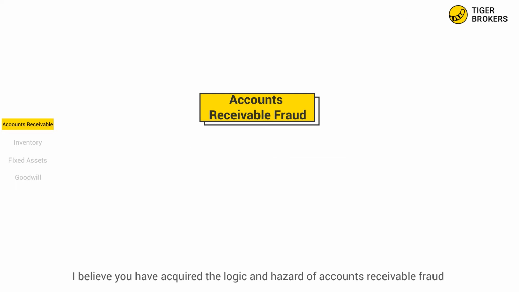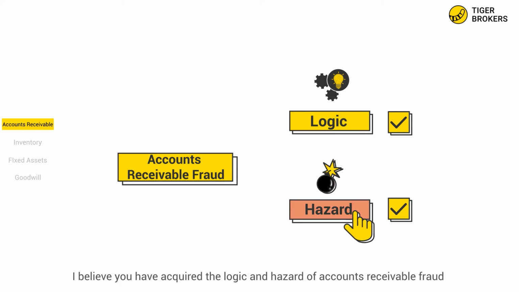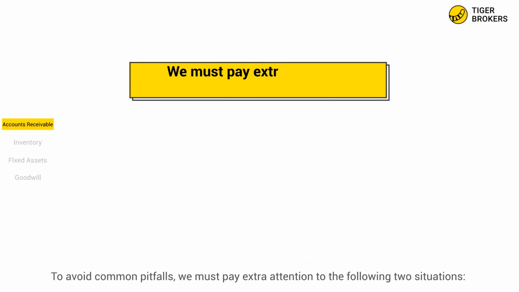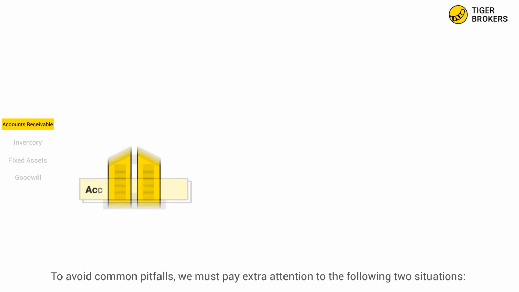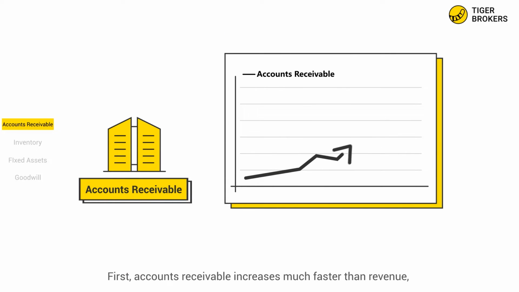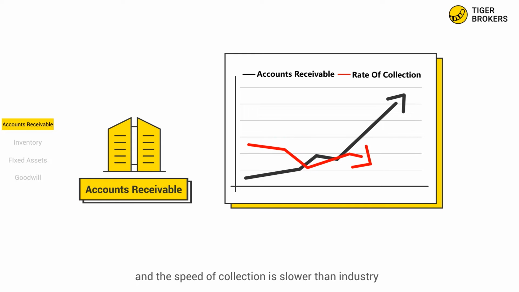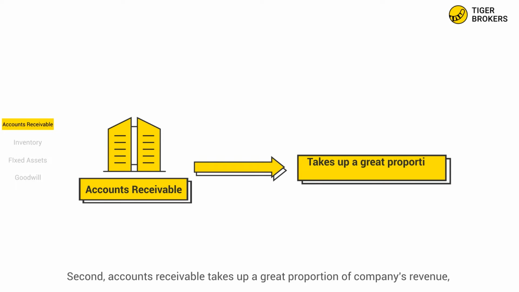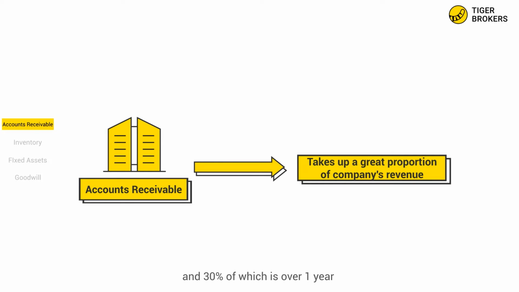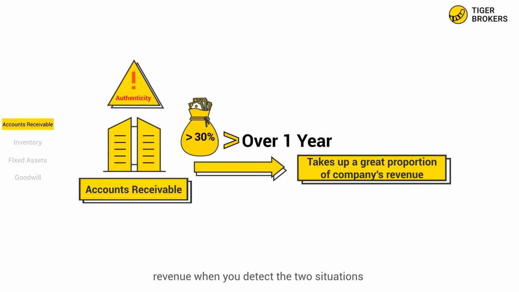I believe you have acquired the logic and hazard of accounts receivable fraud. To avoid common pitfalls, we must pay extra attention to the following 2 situations. First, accounts receivable increases much faster than revenue, and the speed of collection is slower than industry average or appears to be slowing down. Second, accounts receivable takes up a great proportion of companies' revenue, and 30% of which is over 1 year. You should question a company's revenue when you detect these 2 situations.